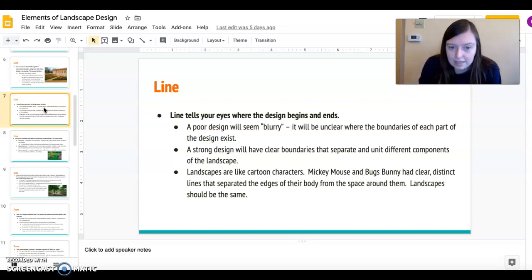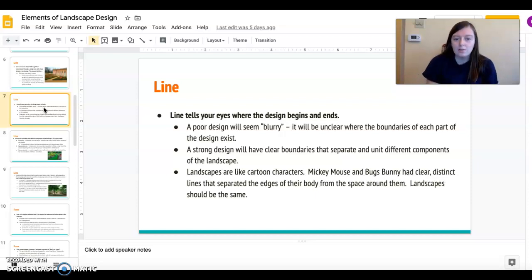A poor design is going to seem blurry. It'll be unclear where the boundaries are of each part of the design. I don't know if you guys have ever seen, on the edge of lawns where they'll do a flower bed or something, a black trim that goes along it, with a little bead at the top and then it comes down. You stick that in the ground so that when you're mowing you can follow that bead along the way. That's something that helps create line within your landscapes or your homes where you live.